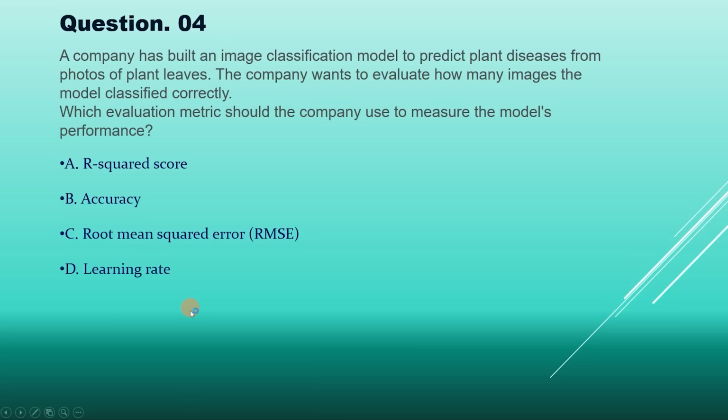So the correct answer here will be option B, accuracy, and this is due to the reason that accuracy is the most straightforward metric, measuring the proportion of correctly predicted instances out of the total instances. So it is suitable when the classes are balanced. So option B, accuracy, is the correct answer here.